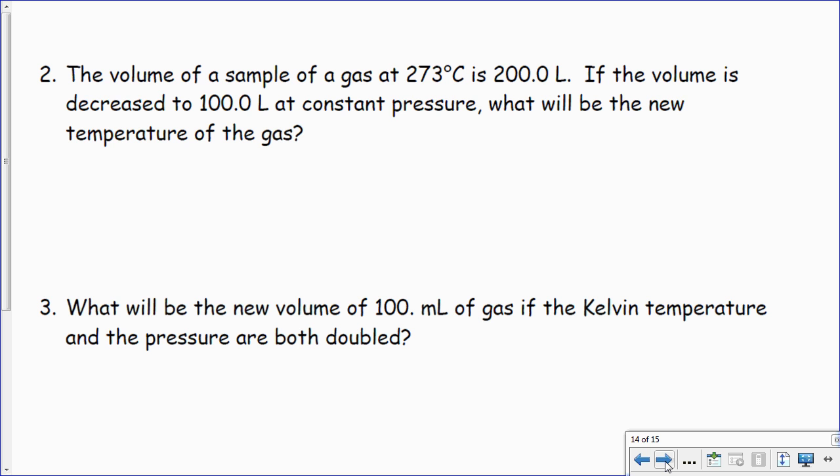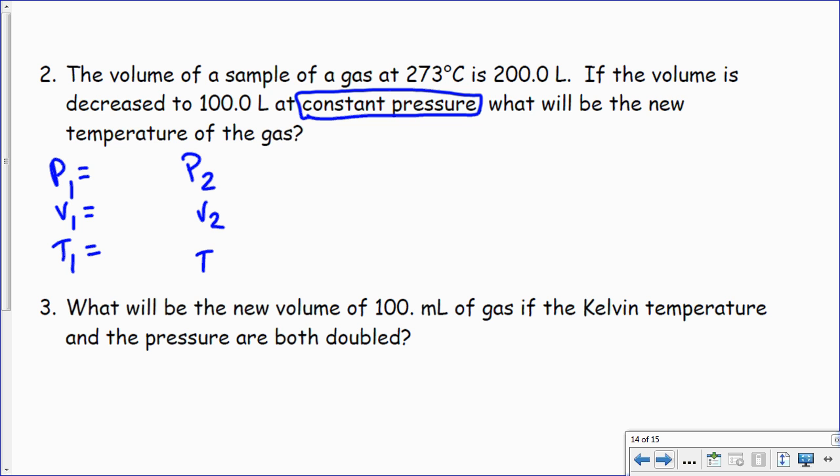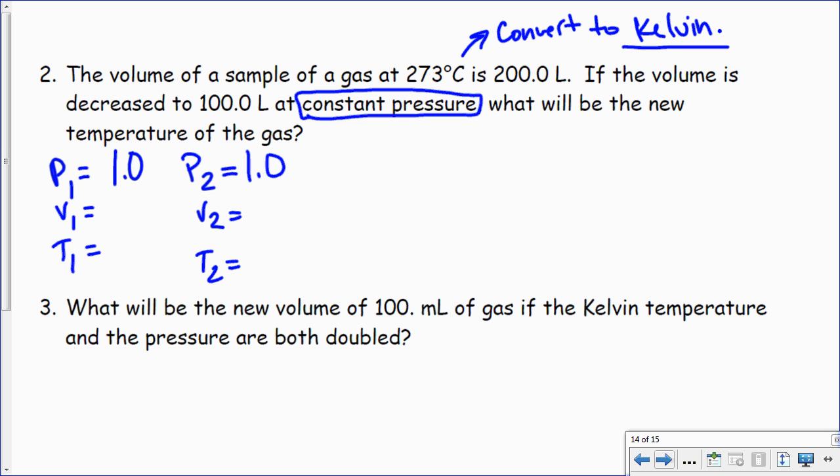The volume of a sample of gas is 200 liters at 273 Celsius. If the volume is decreased at constant pressure, so this is a situation where we have constant pressure. When I set these up, I set them up so that for constant pressure, heck, might as well keep it at 1.0. I actually put the 1.0 into my equations. It calculates out at the end. Notice here, you're going to have to convert 273 Celsius to Kelvin in order to do this problem. Otherwise, you're going to get the wrong answer. So that's a challenge to you.